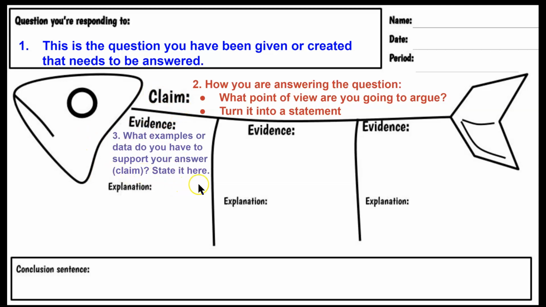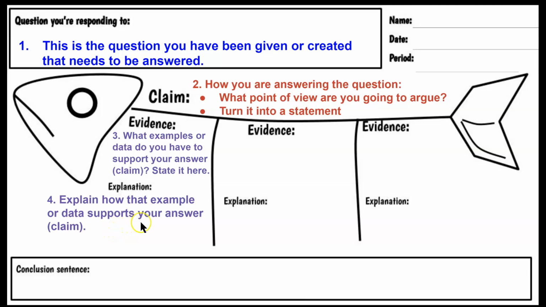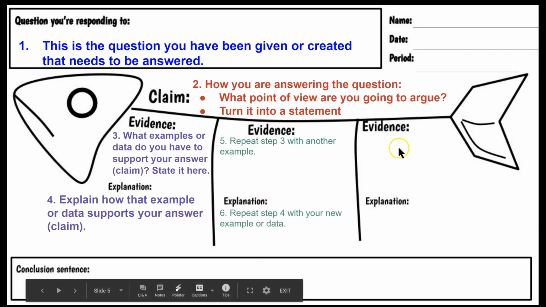Here is your first piece of evidence. Your specific example or data point that supports your claim. You state it here, so full sentence. And then at least another full sentence to explain that. In your own words now, how does that example support your claim? And then you're going to do that for a second piece of evidence, state the evidence, and in your own words explain that one. Third piece of evidence, explain or cite that, and then explain that.